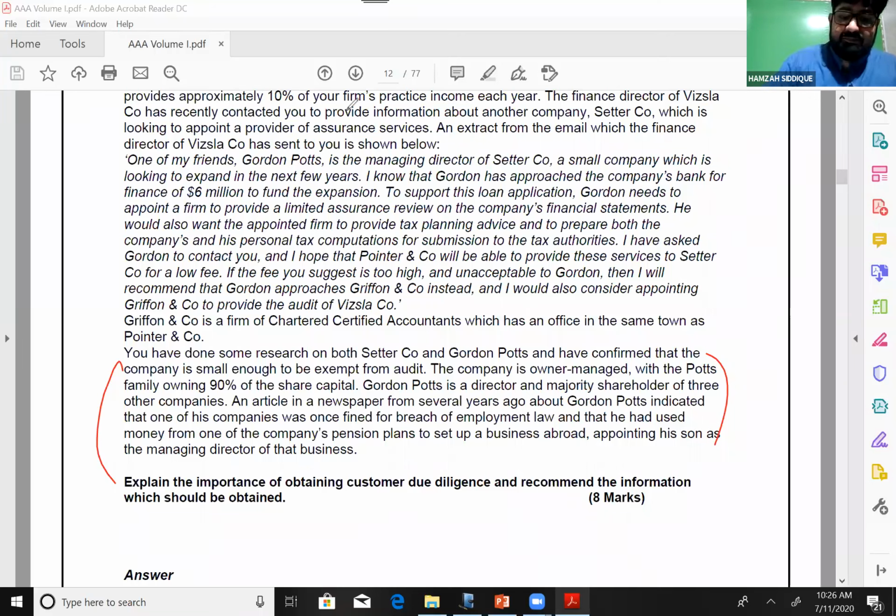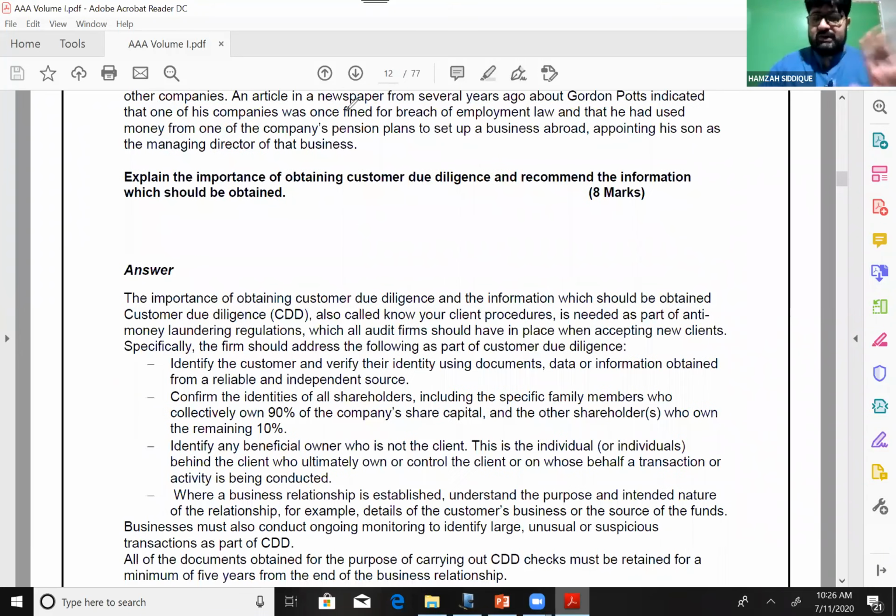Now, you see here, they say to identify the customer, what information is required, using documents from a reliable source. Confirm the shareholders. You don't know the owners, remember? Know the owners, who owns the company. Who owns the 90%? Who owns the 10%? Identify the beneficial owner. Now, who is the beneficial owner? Sometimes it happens that real owners do not hold investment in their name. Rather, they hold it in some other name. So, this is what is being said. Who is the beneficial owner?